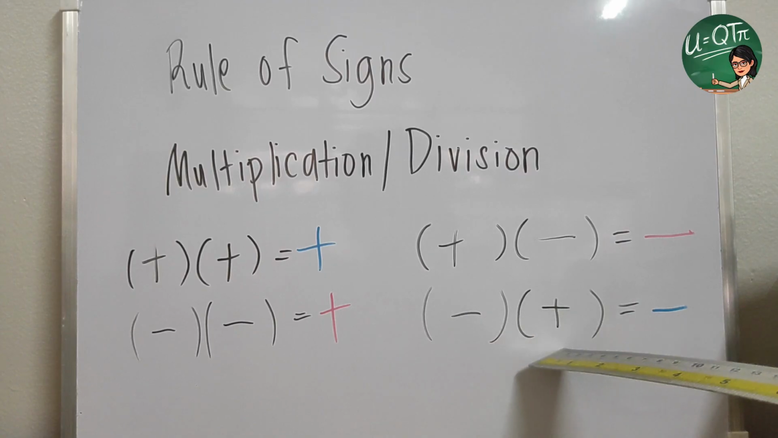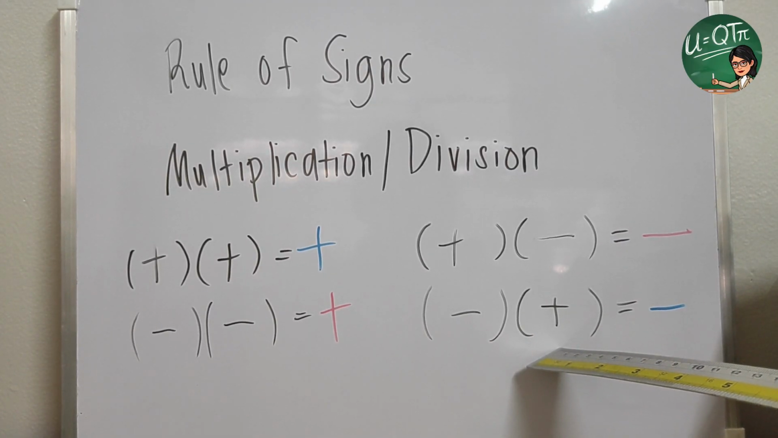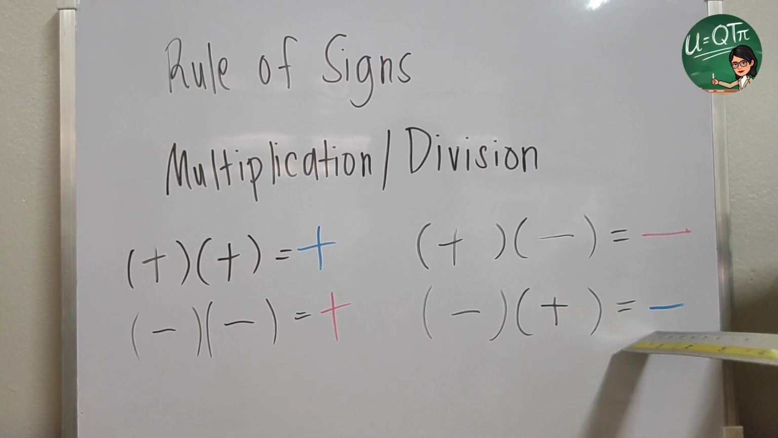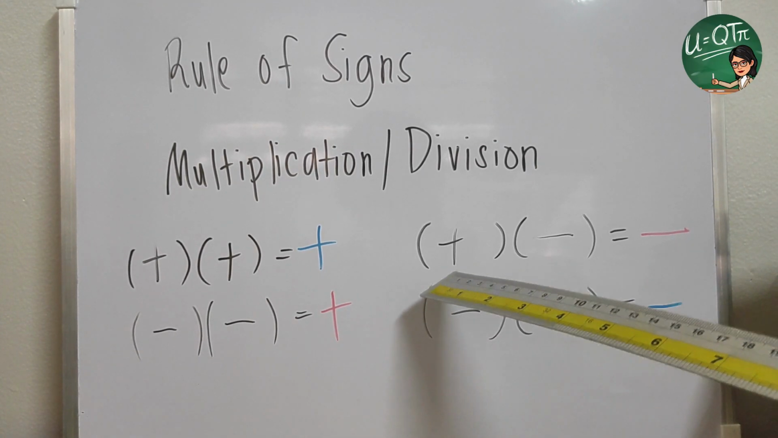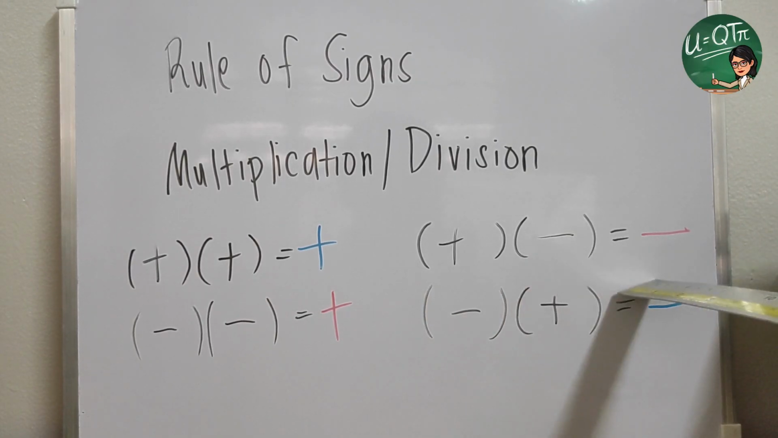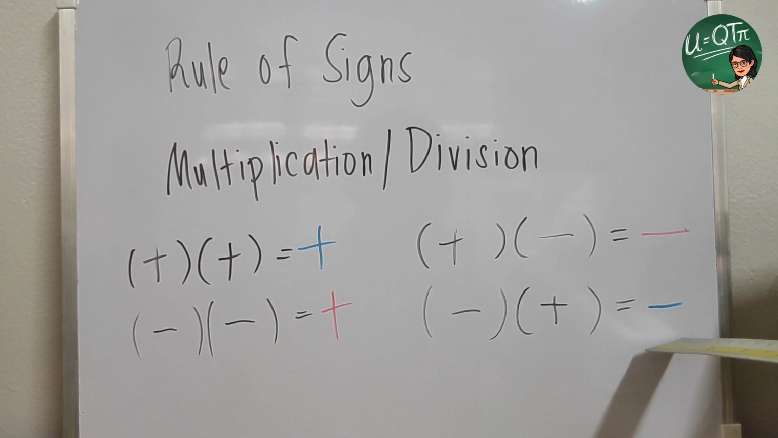negative sign and a positive sign. Again, what I told you a while ago, when they are different signs, the sign will always be in negative form. So as you can see here, I have a positive and a negative, and the sign is negative. And I also have a negative and a positive, and the sign is negative. So this is the rule of sign for multiplication or division.